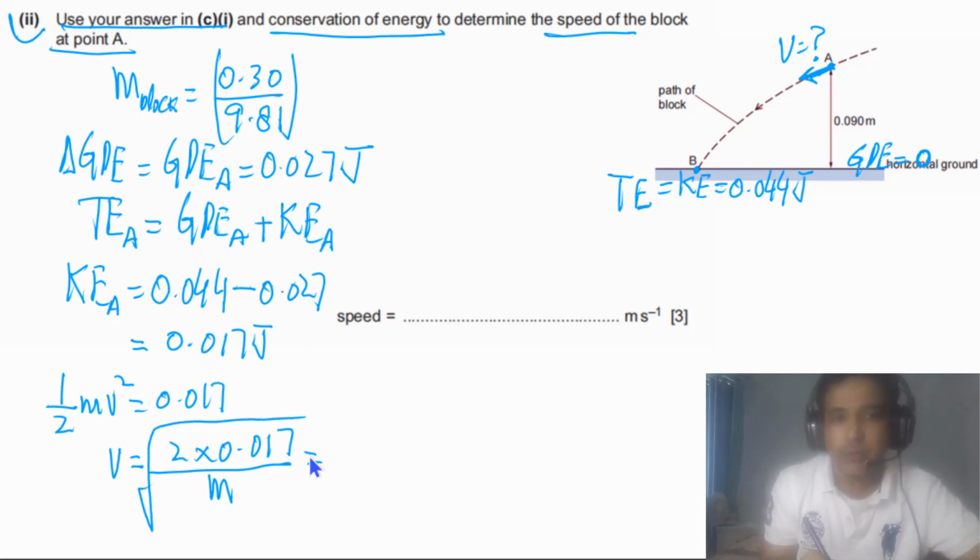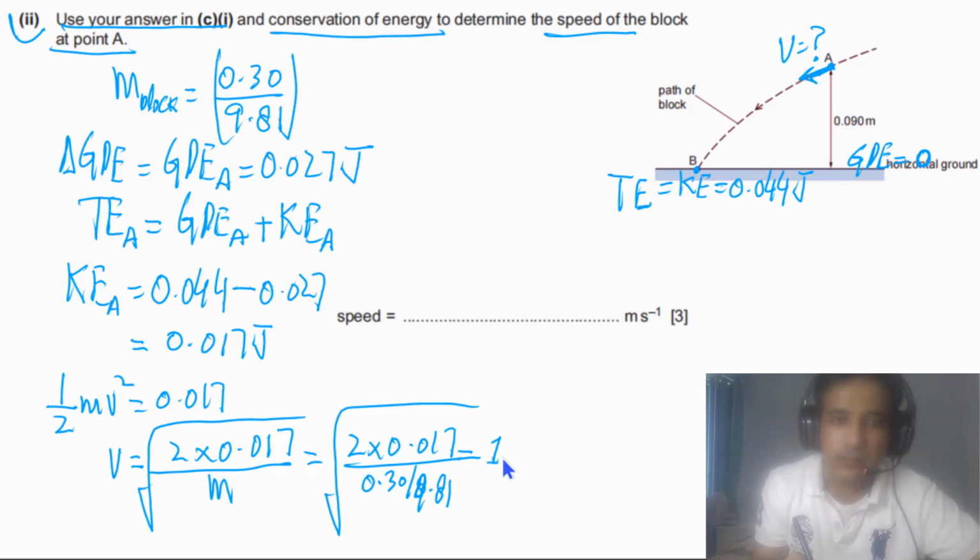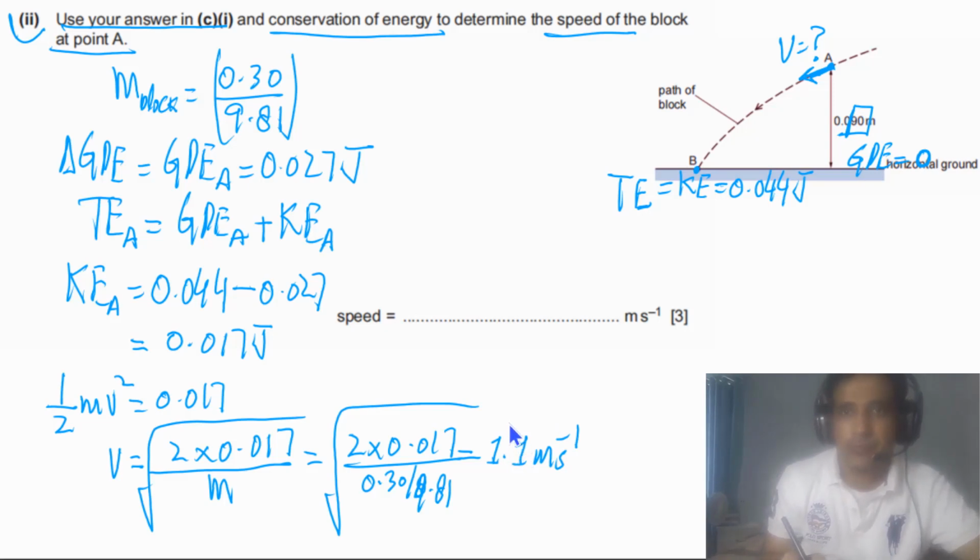Now simply we need to plug in the value of m. So we have 2 times 0.017 divided by mass, that is equal to 0.30 divided by 9.81. Now if we solve, we can get the value of V, and the value of V in this case will be equal to 1.1 meters per second up to 2 SF, because the raw data in this question we have up to 2 SF. So this is the answer for this question, and if you have written these steps you will get 3 marks.